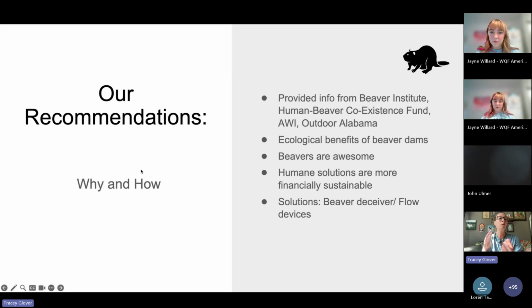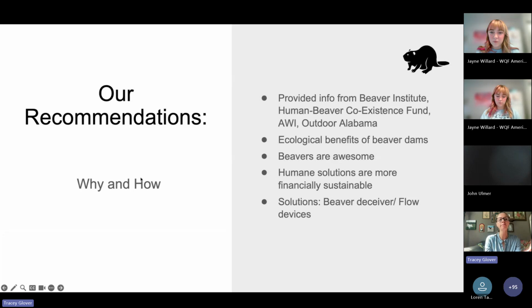Basically, I went in, addressed them, and then had information packets ready to hand out to all of them. I provided information from the Beaver Institute, from the Human Beaver Coexistence Fund, from Animal Welfare Institute, and also from Outdoor Alabama. I included something from Outdoor Alabama because I think that often in our community, and maybe this is true in other, maybe smaller Southern communities, there is a prejudice against outside or national organizations, and definitely a bias towards more local groups. So anyway, including something from Outdoor Alabama, I tried to highlight the ecological benefits of beaver dams, how awesome beavers are, and that humane solutions are more financially sustainable.